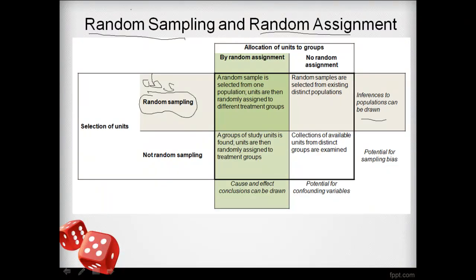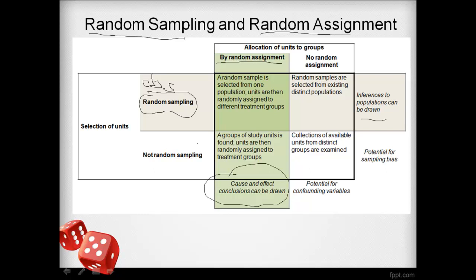If you have an experiment in which you can use random assignment, now you have individuals and you can assign them to different groups and treatments and placebos or whatever you have there. It could be more than one treatment. But if you have random assignment, then in a true experiment, you can make a cause and effect relationship.